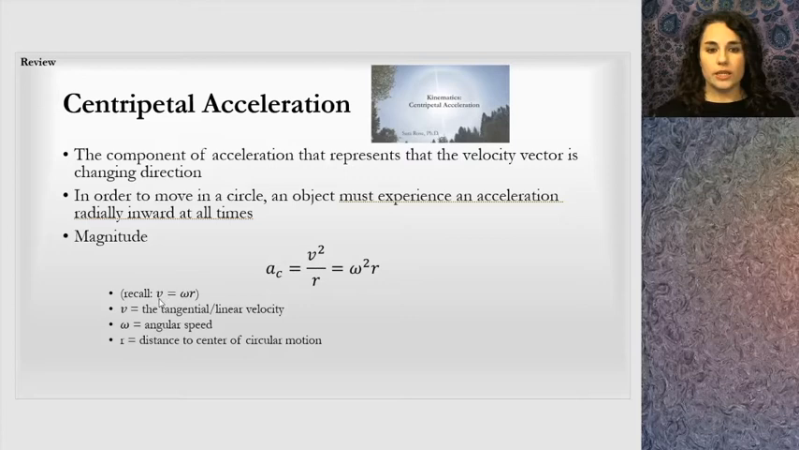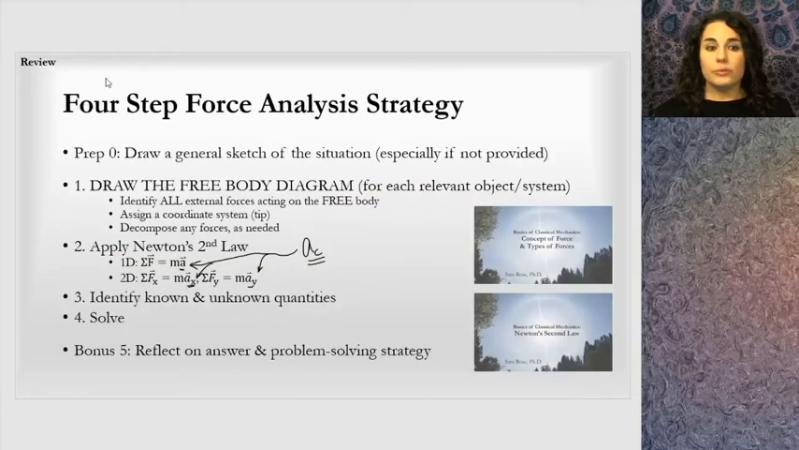And because of the relationship v equals omega r, you can see that the angular speed can be related to the centripetal acceleration as well. R is always the distance to the center of the circular motion, the radius of the circular motion. I will also remind you of the four-step force analysis strategy.